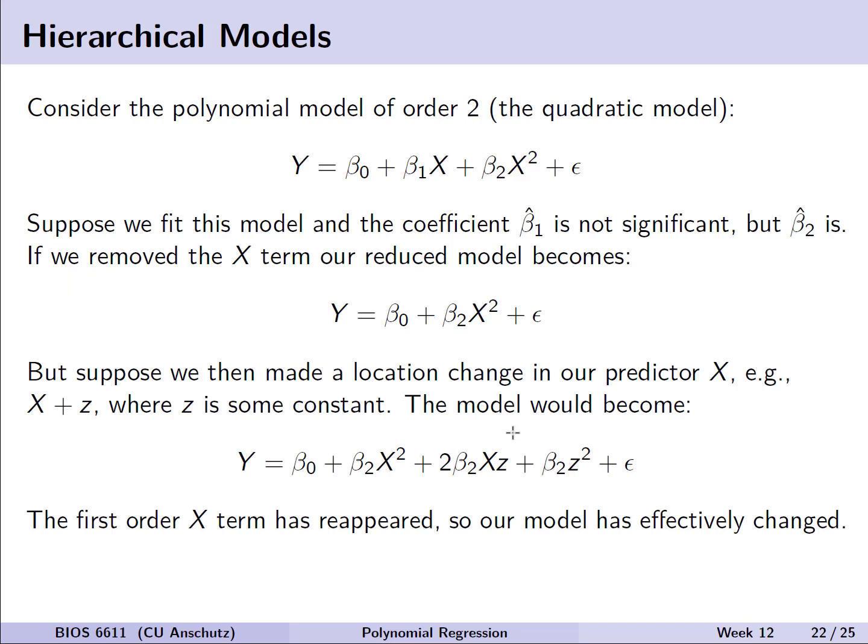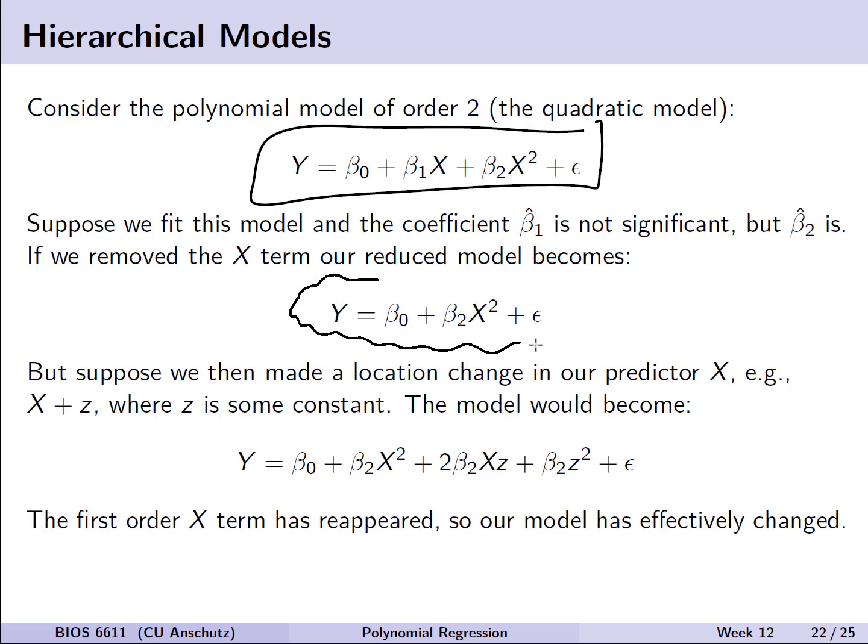One thing to note is that what we've really been fitting are hierarchical models. For example, if we consider just that polynomial model of order 2, our quadratic model from before, we have this set up for our true regression line. Now suppose we fit the model and we look at our estimated coefficients for beta 1 hat and beta 2 hat, and we determine that beta 1 hat is not significant, but beta 2 hat is. In that case, we may want to identify a more parsimonious model, so perhaps we would remove the beta 1 hat x term. In that case, we would now have y equals beta naught plus just beta 2 x squared plus epsilon. Seems pretty benign.